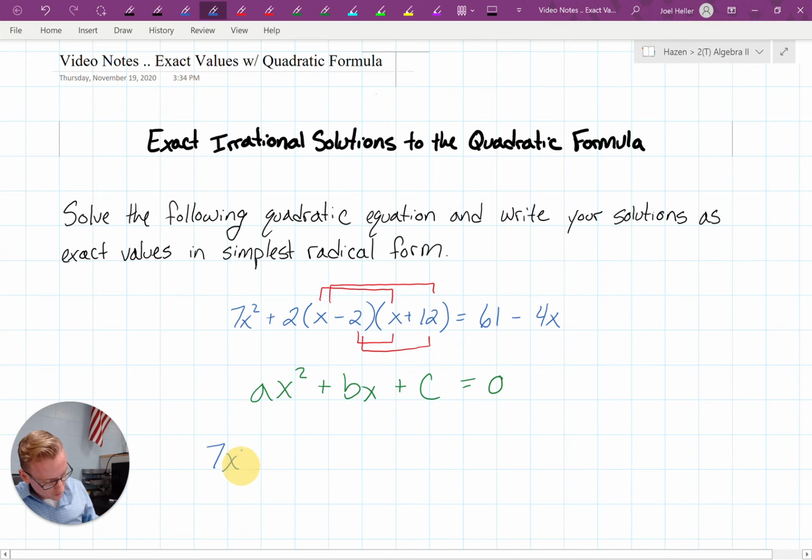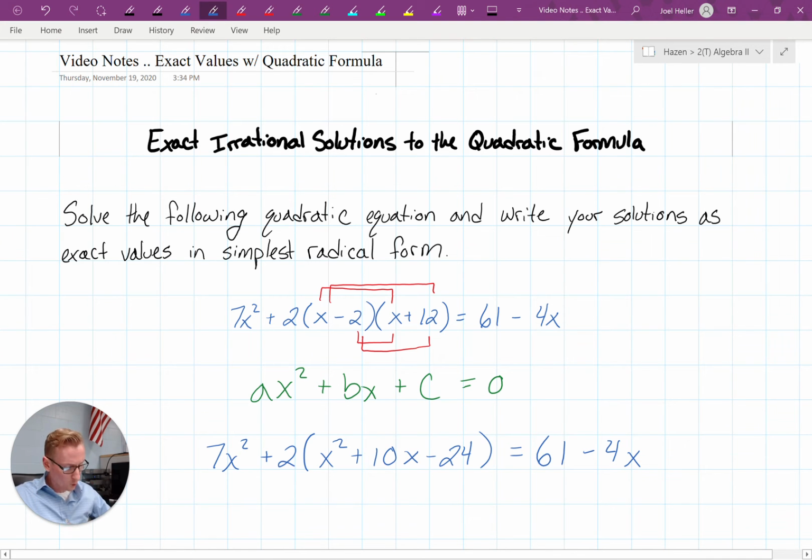So that I'm left with 7x squared plus 2 times x times x, that's going to be x squared, x times 12, and then negative 2 times x, that's going to be 12 minus 2 is 10, so it'll be plus 10x, and then minus 24 equals 61 minus 4x. I haven't messed with that right-hand side.